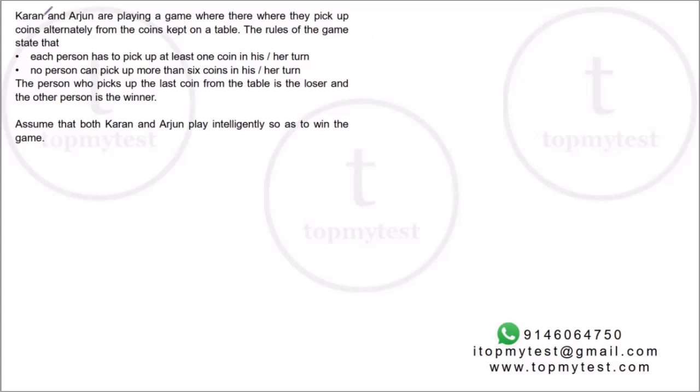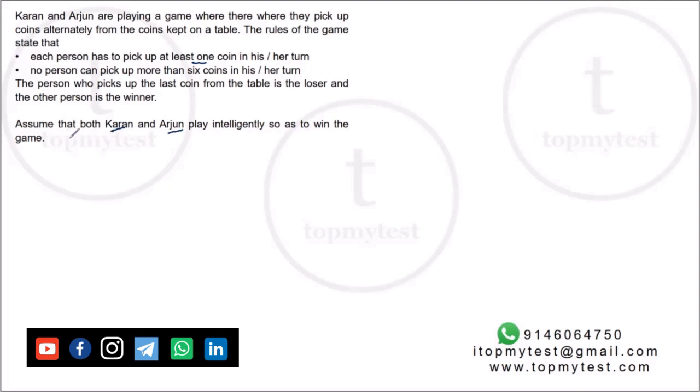This one has very little information. Karan and Arjun are playing a game where they pick up coins alternately from the coins kept on a table. The rules of the game state that each person has to pick at least one coin in his or her turn. No person can pick up more than 6 coins in his or her turn. The person who picks up the last coin from the table is the loser and the other person is the winner. Assume that both Karan and Arjun play the game intelligently so as to win the game.